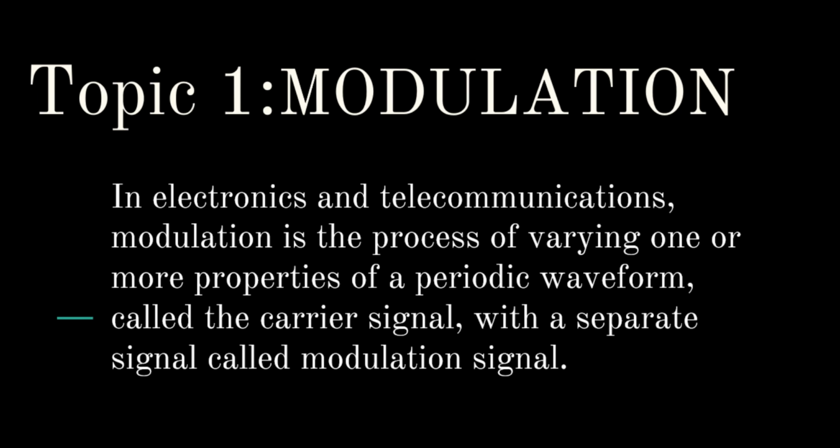First, we talk about modulation. What is modulation? In electronics and telecommunications, modulation is the process of varying one or more properties of a periodic waveform, called the carrier signal, with a separate signal called the modulation signal. Simply put, it is a process to make the signal travel further, so we need a carrier to bring the signal for a long distance.